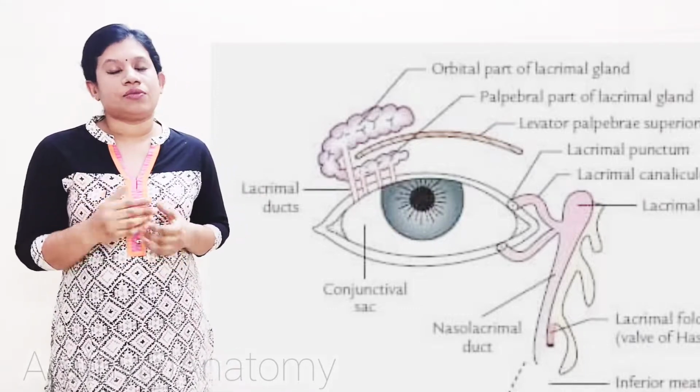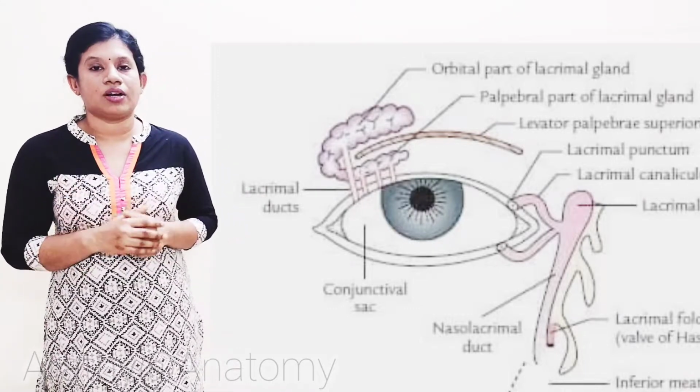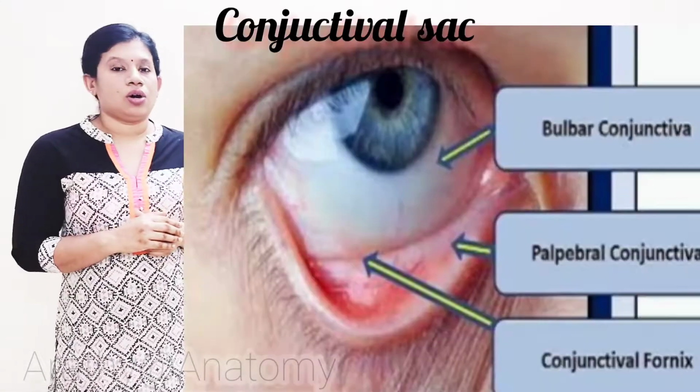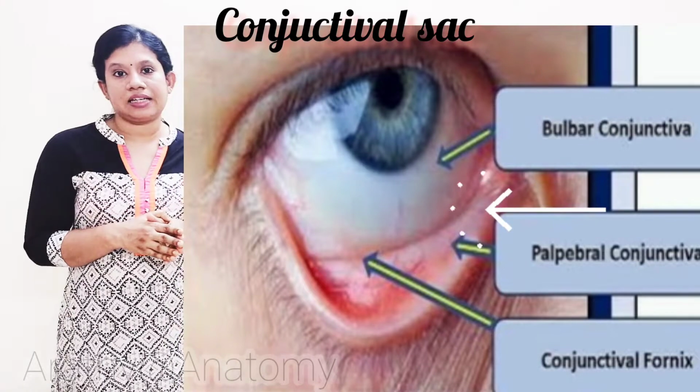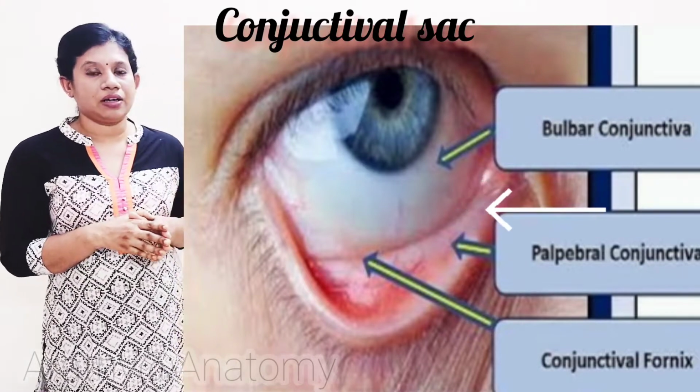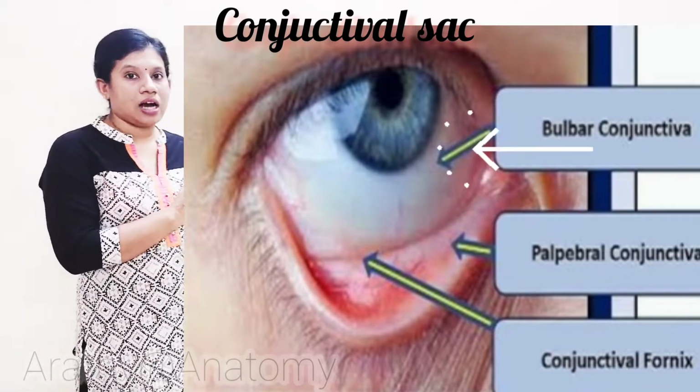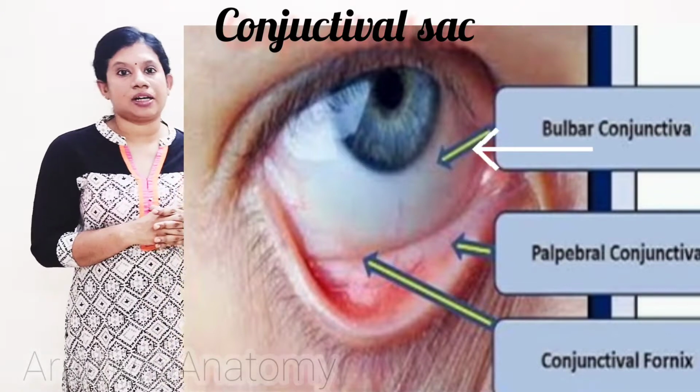Now moving on to the second part, the conjunctival sac. The conjunctiva that covers the deeper aspect of the eyelid is called the palpebral conjunctiva. The conjunctiva that covers the eyeball is called the bulbar conjunctiva.